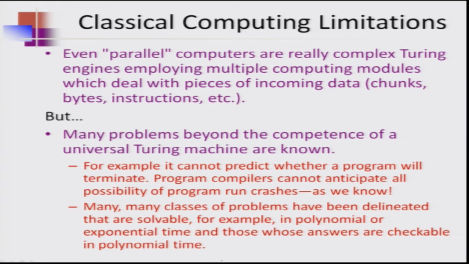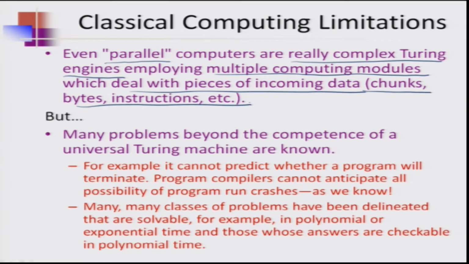The classical computer has some limitations. Even if you can have limitless parallel computers which can do really complex work, they are basically complex Turing engines which employ multiple computing modules dealing with pieces of incoming data, which are chunks of bytes, instructions, etc. But there are problems which are beyond the competence of a universal Turing machine. For example, we cannot predict whether a program will terminate, and this is the halting problem, a famous one.